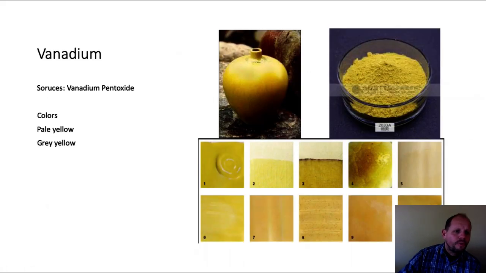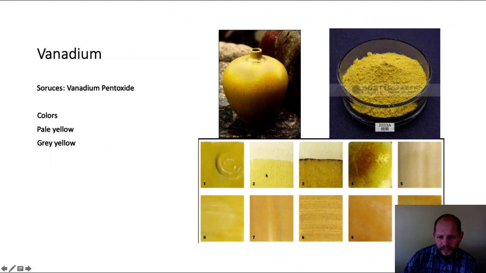Okay, vanadium. We have vanadium pentoxide. It is a natural forming metal. It's used to make yellows. I really don't use it very much. The yellows, I don't really care for it too much. However, like I said, you can get pretty bright yellows depending on the ingredients of your materials.